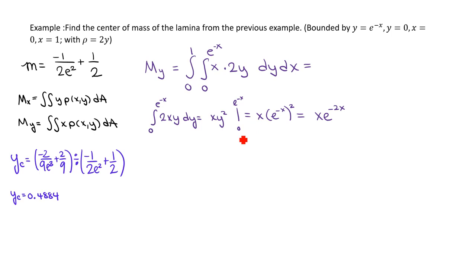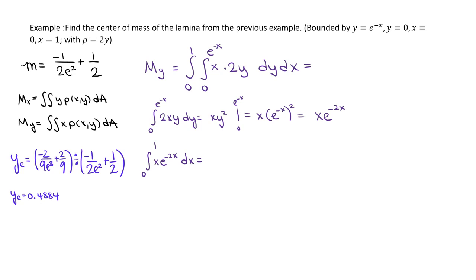When I plug in 0, I should get 0. And so this just becomes x e to the negative 2x. So that's what I'm going to have to integrate with respect to x: x e to the negative 2x.